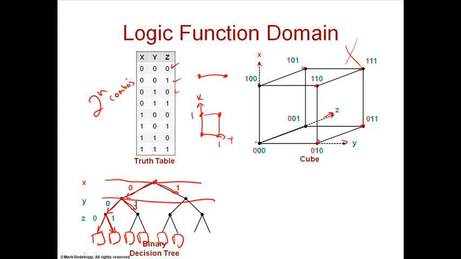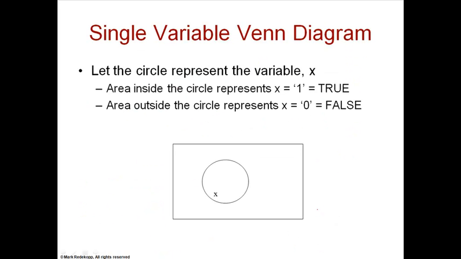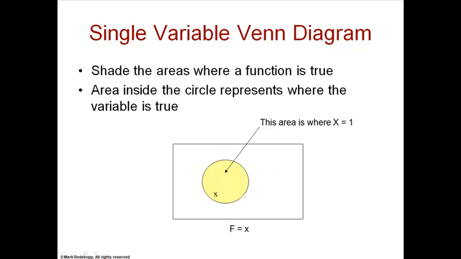All right. A last one that's common, maybe a helpful way to visualize things at first, are Venn diagrams. If you've never seen Venn diagrams before, it's a set of interconnected circles. Let me go through these. Each circle represents a variable, and the area inside the circle represents where the variable is true. Outside is where the variable is false. All right? And in a Venn diagram, you shade or color in the regions where the function is true.